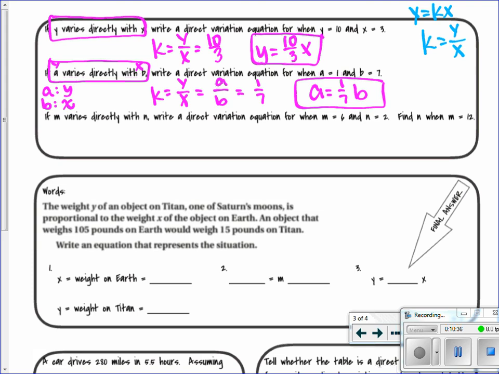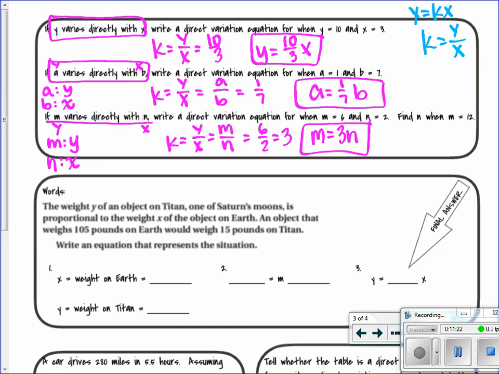Okay. Then for the last one, it's the same beginning phrase. This phrase will pop up a lot. m varies directly with n. It's always that y varies directly with x. So as you go through the problem, anytime we see an m, that's really our y values, and anytime we see an n, that's really our x values. So when it comes to finding k, if it's y over x, for this problem, it'll be m over n. So 6 over 2, which is really 3. So for our equation, m equals 3n.